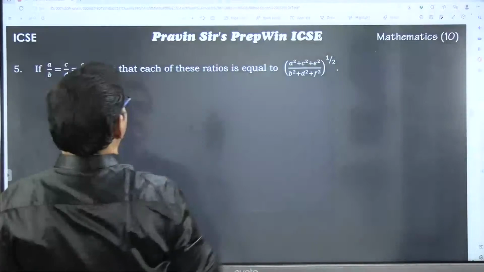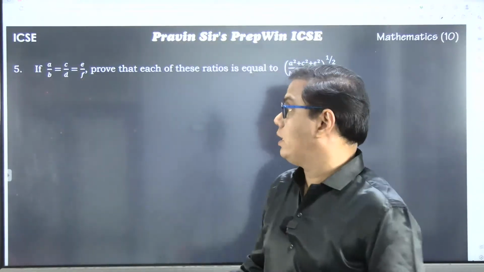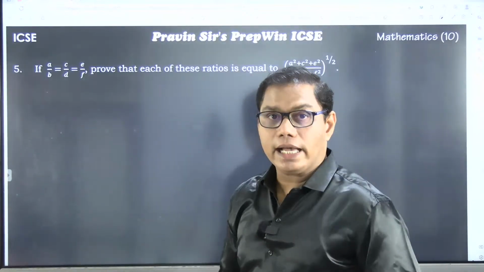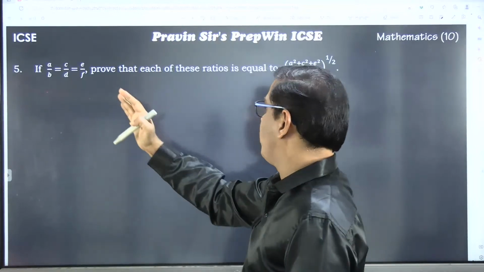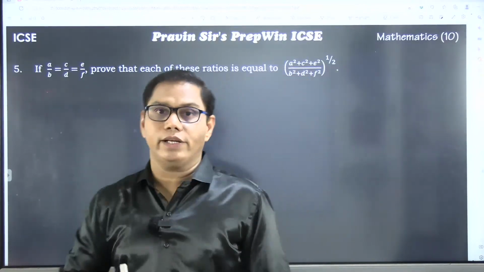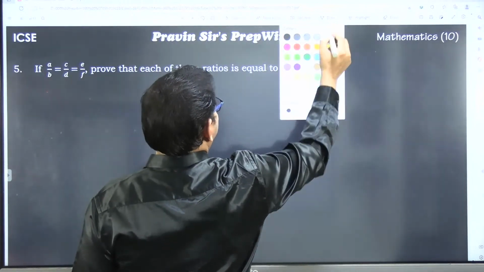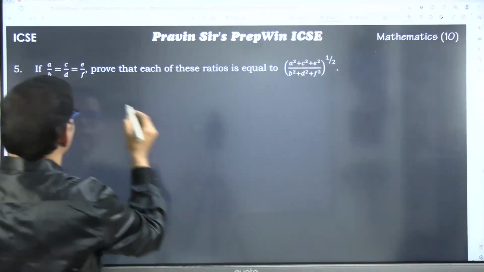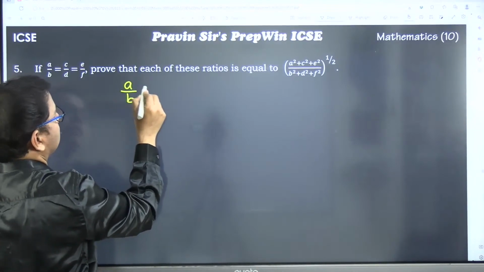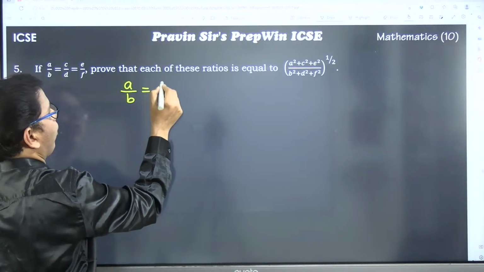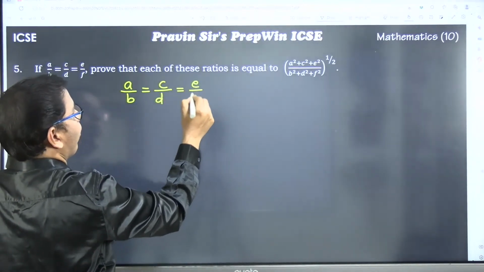Next sum is this. A upon B is equal to C upon D is equal to E upon F. 6 terms are in proportion. Here no continued proportion, only proportion. Show that each ratio is equal to this. Very interesting question. First understand the question. Now it is given that A upon B is equal to C upon D is equal to E upon F.